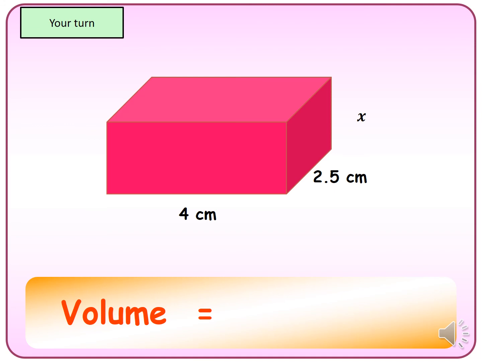Okay, so I would now like you to have a go using the volume formula to calculate the missing side of this cuboid. We have a volume of 45 centimeters cubed written at the bottom. We have a width of 4. We have a length of 2.5. I would like you to find the missing height over here. Once you're finished, resume the video and I'll show you how to do it.